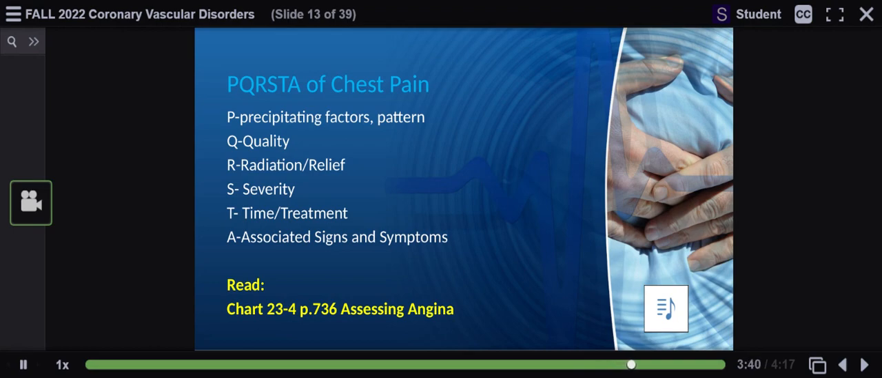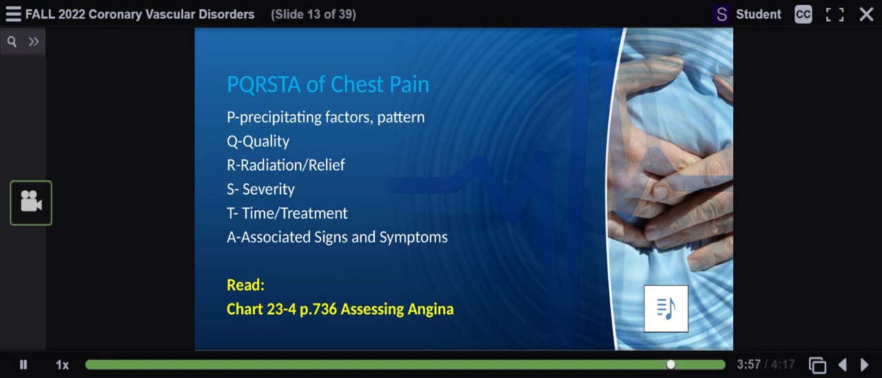Lastly, I put an A in here because some patients will have chest pain and will have other kinds of signs and symptoms such as fatigue, they felt dizzy, they got short of breath or dyspneic, they got diaphoretic, nausea and vomiting and all that stuff.